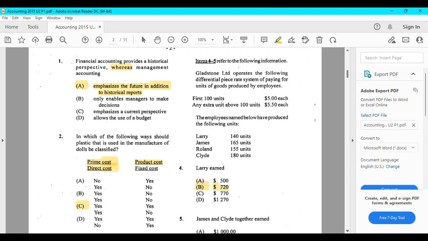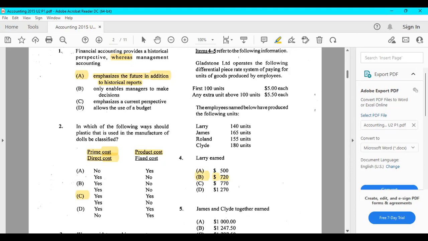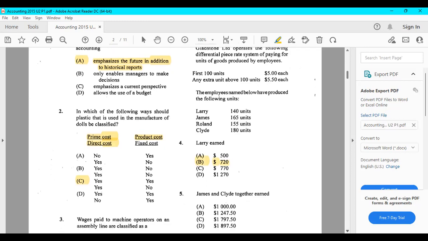It's B. This thing is fighting me. Let's look at how much James and Clyde earned together.